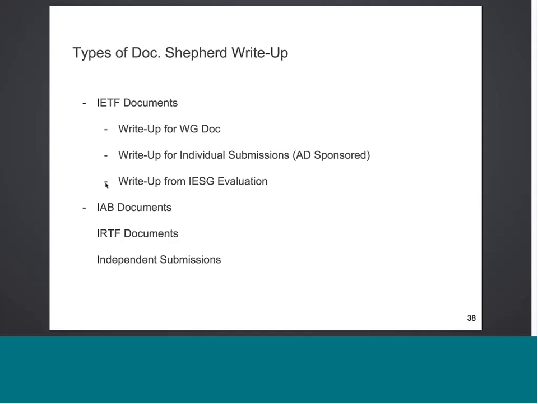Now, I'm going to go through these kind of quickly because they're sort of obvious when you think about it. There are different types of document shepherd write-up: for working group documents, individual submissions, IAB documents, IRTF documents, and independent submissions that aren't AD sponsored.